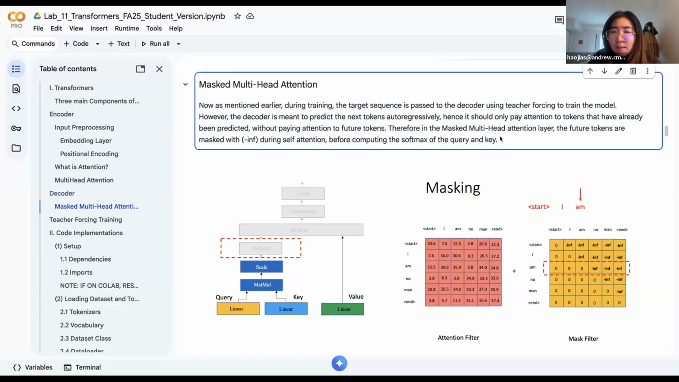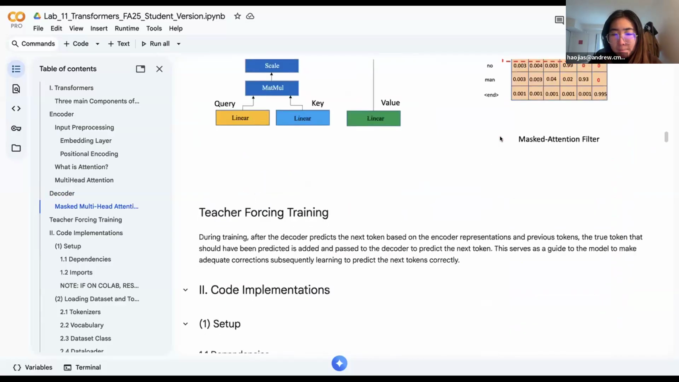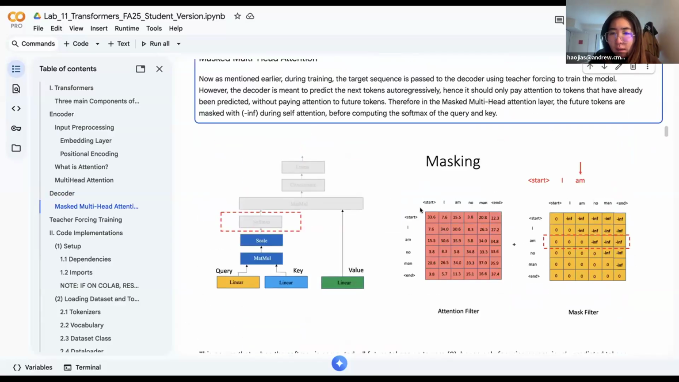So implementation wise, in this masked multi-head attention layer, the future tokens are masked with minus infinity during the self-attention before we compute the softmax of the query and key. It's like this. We only care about this bottom-left triangle in the matrix and we cannot see the future tokens. So we are just mapping them to minus infinity.